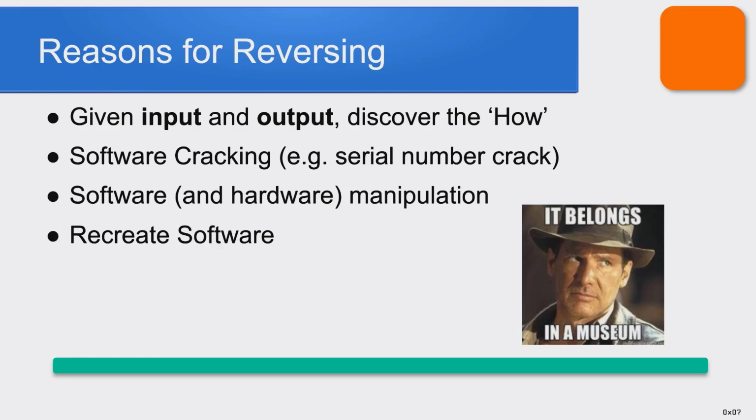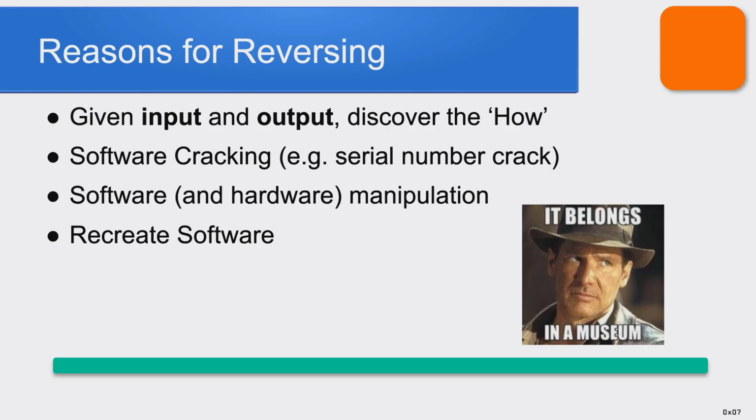Now, reasons for reversing. Given an input and output, how does it work? Then you also have software cracking. Now, this is illegal. They had, I don't know if it still exists, a thing called Astalavista Crack. It was a website out there that would give you serial numbers that you could use to activate applications without paying for them. Basically illegal.